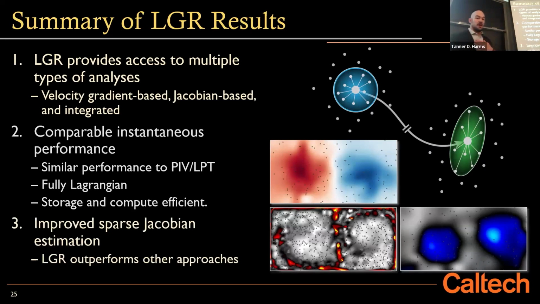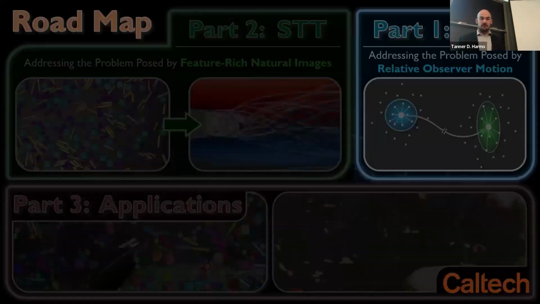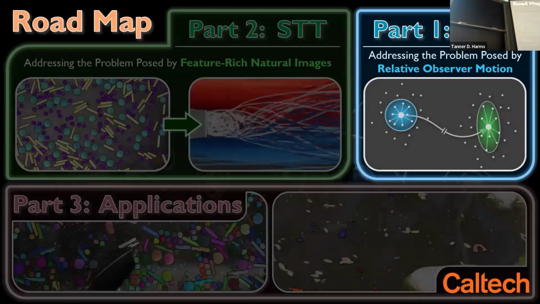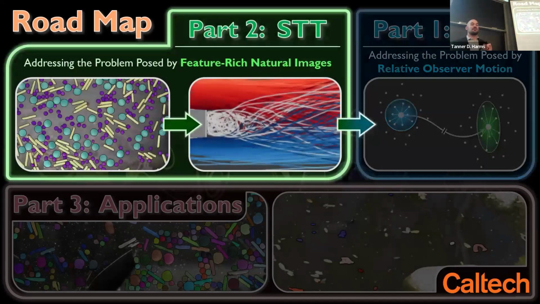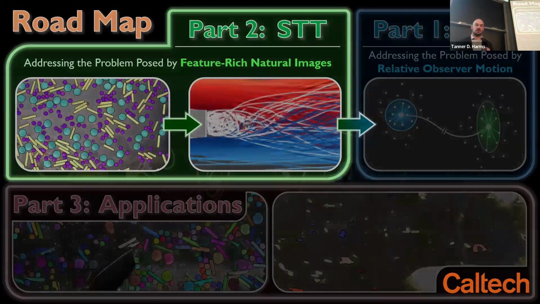We also have noted that our approach to LGR outperforms conventional methods for computing the velocity gradients. So if you want to use natural tracers to find things like FTLE ridges, the LGR may be helpful in doing so. Okay. So now we've talked a little bit about Lagrangian gradient regression. We need to address the next problem, which is how do we deal with feature-rich images? And that's where we're going to go from here.